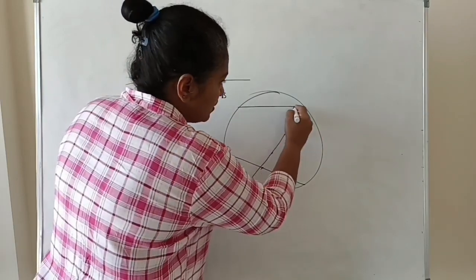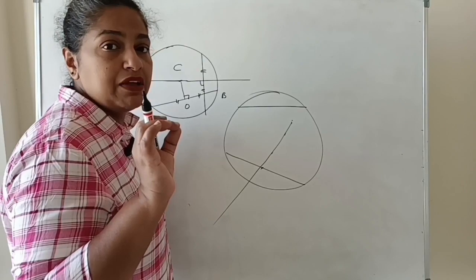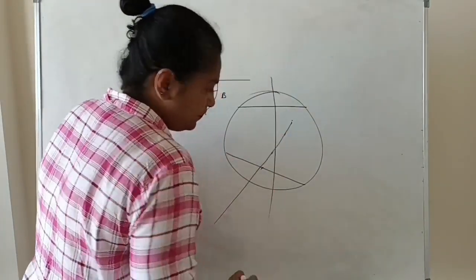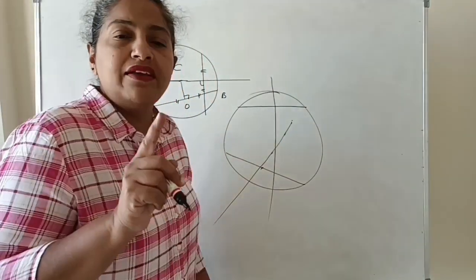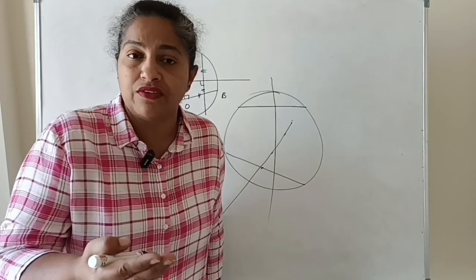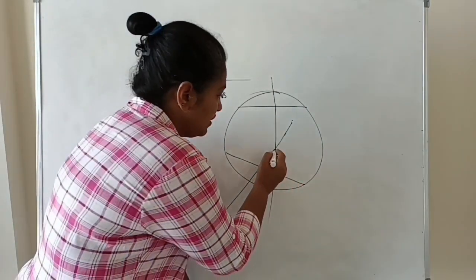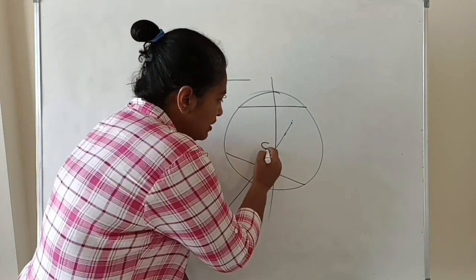Suppose we are taking another chord. If you draw the perpendicular bisector, that also will pass through the center. Two lines can meet only at one point. Since the two lines have to pass through the center and they will intersect only at one point, that point has to be our center.